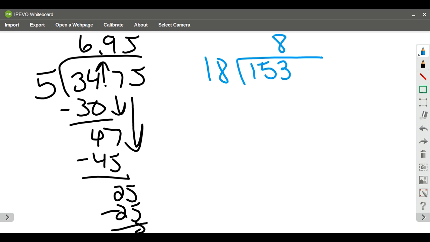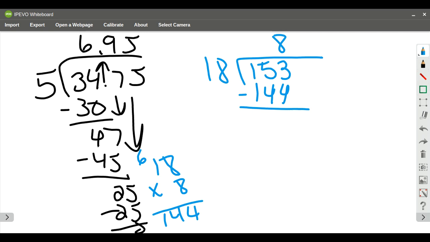And when I get 18 times 8, I'm going to go ahead and just multiply that off to the side. It was nice that they told us what we're going to multiply by. So 8 times 8 is going to be 64. So I put down the 4, regroup the 6. 8 times 1 is going to be 8 plus 6 is going to be 14. So 18 times 8 is going to be 144. I'm going to subtract. And when I subtract, I get 9 left over.